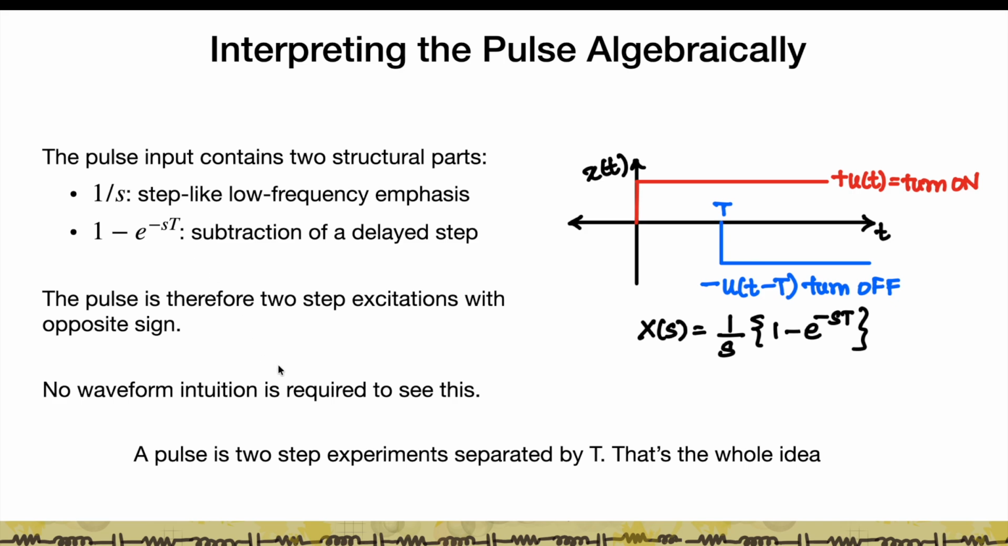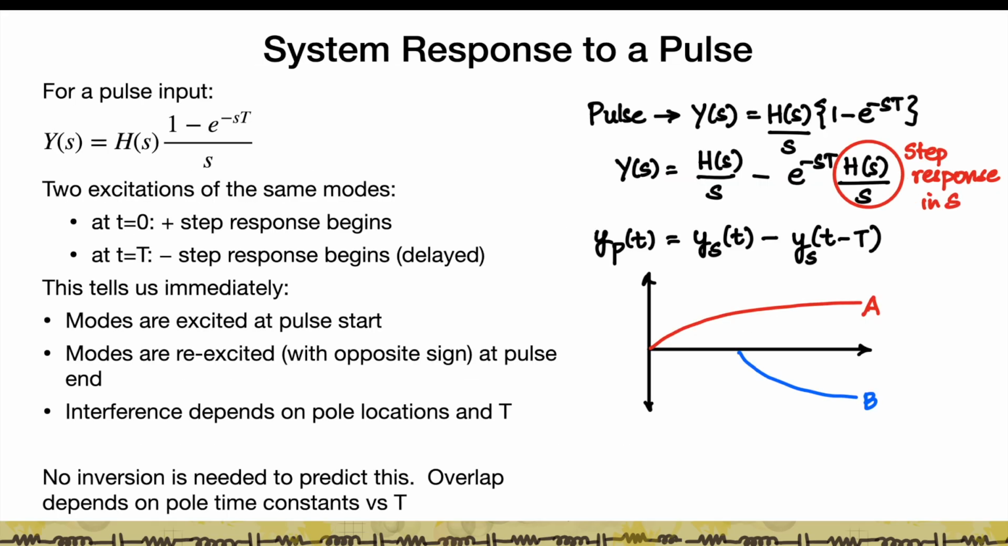A common student error is to say pulse response is a scaled step response. No, pulse response is a difference of two step responses, one starting at 0 and one starting at capital T. Now we write the system's response in the S domain. For a pulse, Y of s becomes H of s times (1 minus e to the power minus sT) by s.